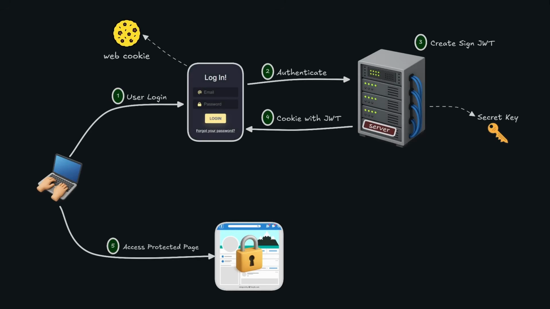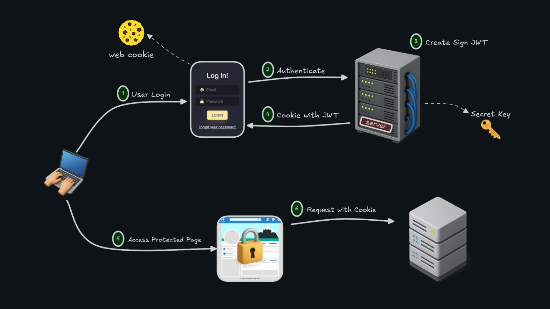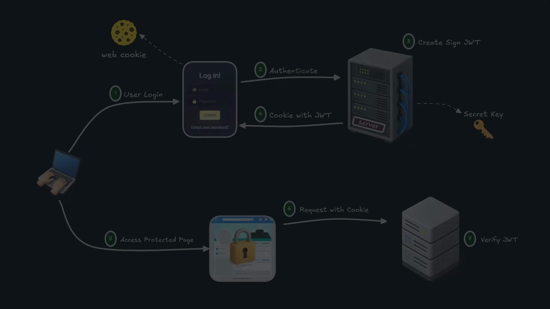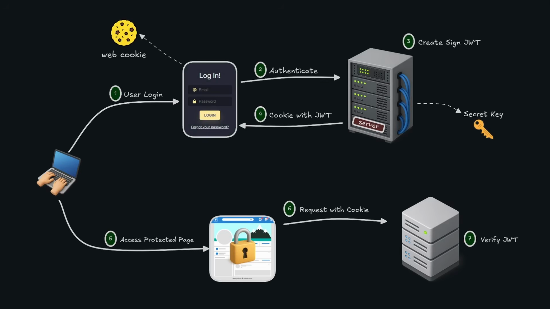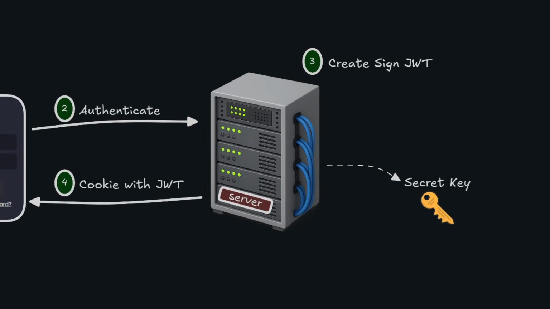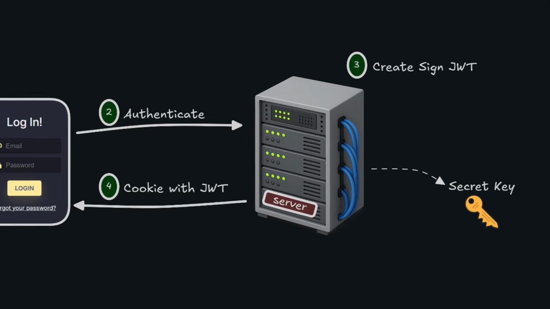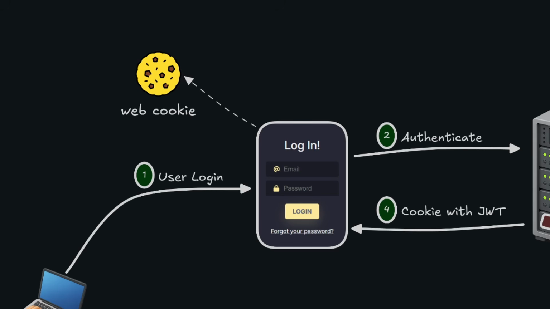The client then stores the token, often in local storage or sometimes in a cookie. For future requests, the client includes the JWT in the request headers, typically using the authorization header. When the server receives the request, it verifies the token's signature. If the signature is valid, the server trusts the data inside the token and treats the user as authenticated. The major difference here is that the server does not store session data. All the required information is contained directly inside the token itself. Because of this, JWT authentication is considered stateless.